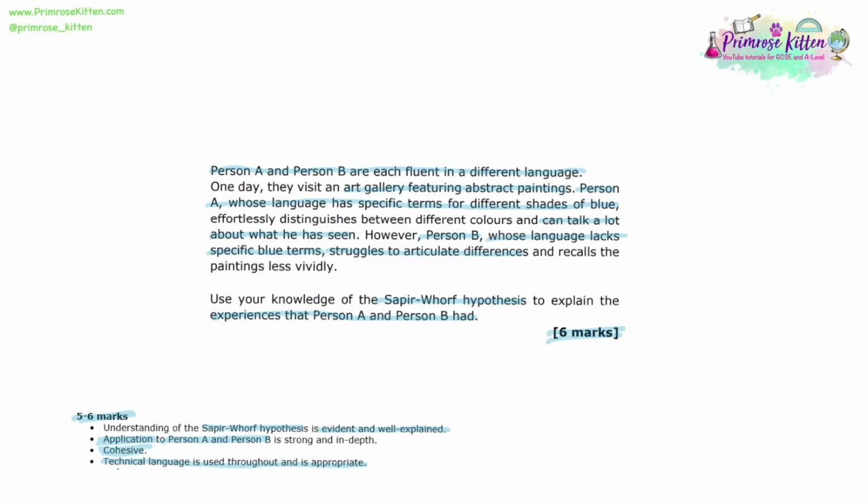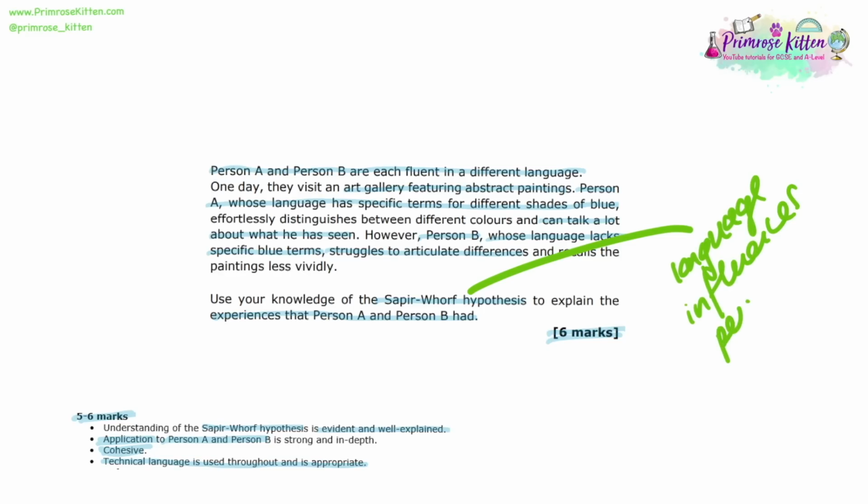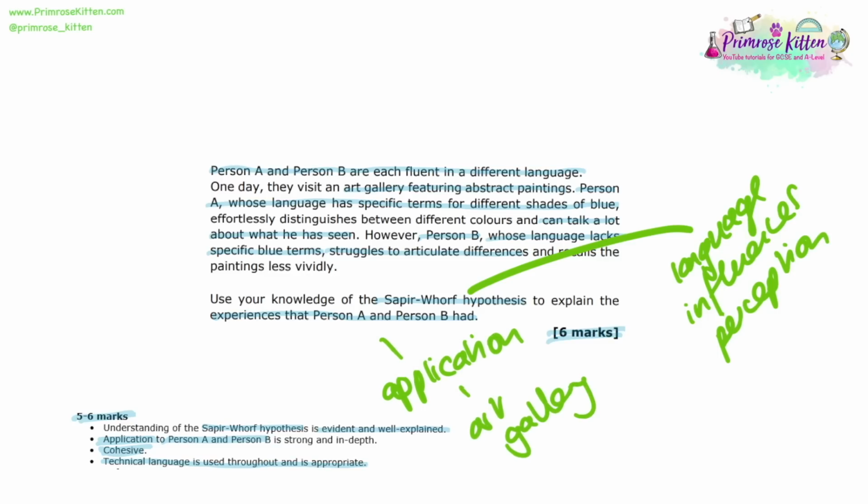It's important to note here then that there are 2 parts of the question that need to be addressed. Firstly, you must illustrate your knowledge of the Sapir-Whorf hypothesis. So remind yourself now that this is the idea that the structure and vocabulary within a certain language can influence and have an impact on an individual's perception. You should also note that the question asks you to clearly apply this information to Person A and Person B and to use it to explain their experiences during their day at the art gallery.